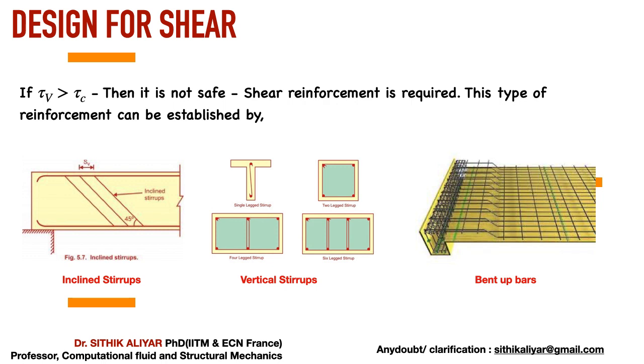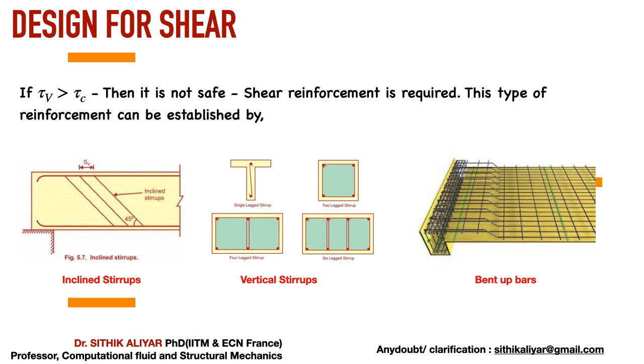There are three people. Either you can provide inclined stirrups to take that extra shear force, or you can provide vertical stirrups, or you can provide it in the form of bent up bars. There is a problem with bent up bars. You cannot provide only bent up bars, like in a slab. You have to provide stirrups also, because bent up bars are physically unstable. So if you are providing bent up bars, you are asking that guy.